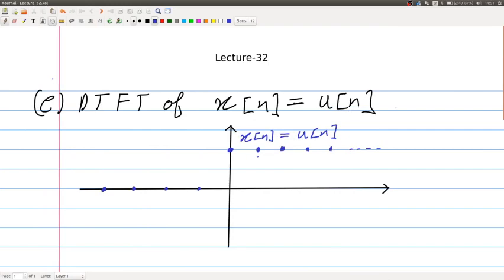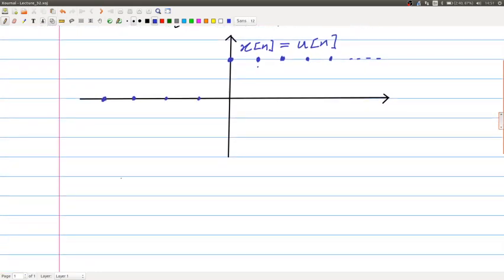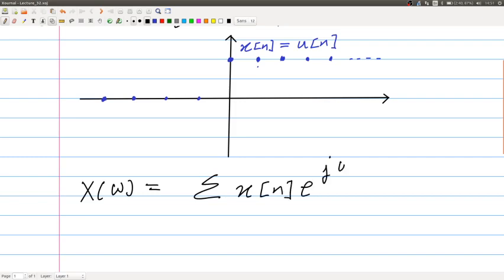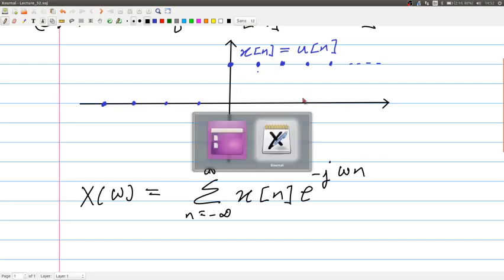So basically what we want to derive is the DTFT of u of n. X of omega is the summation of x of n e to the power minus j omega n, where n goes from minus infinity to plus infinity. Here we should note that x of n would be 1 for n greater than or equal to 0.